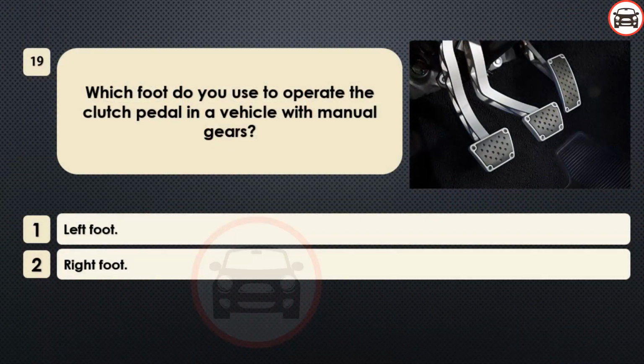Which foot do you use to operate the clutch pedal in a vehicle with manual gears? 1. Left foot. 2. Right foot.